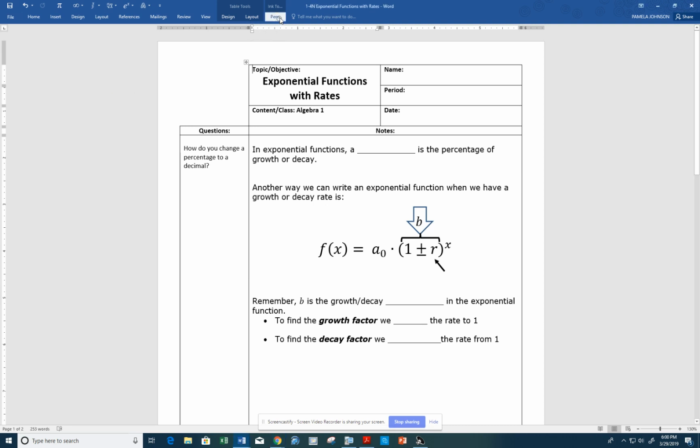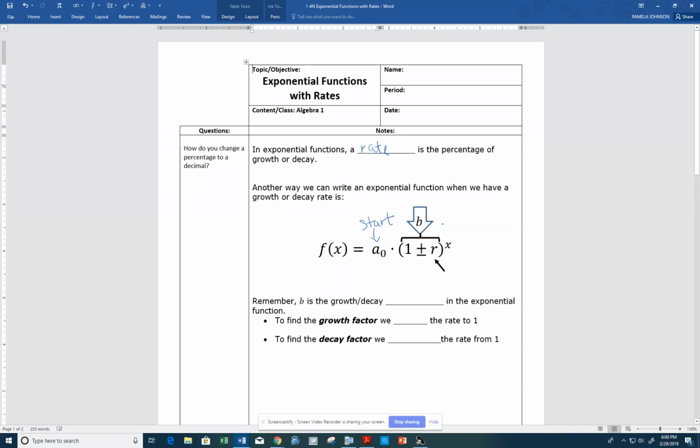Hi guys, today we're going to talk about exponential functions with rates. So in exponential functions, a rate is the percentage of growth or decay. Another way that we can write exponential functions when we have a growth or decay rate is a sub 0 times 1 plus or minus r to the x power. Now if you'll remember, a sub 0, that's our start value. Okay, that's how much we're starting with.